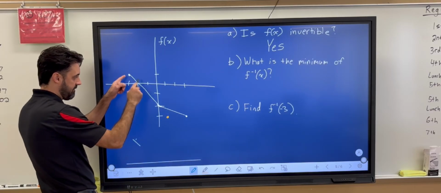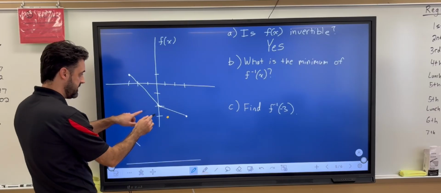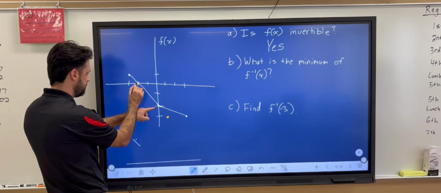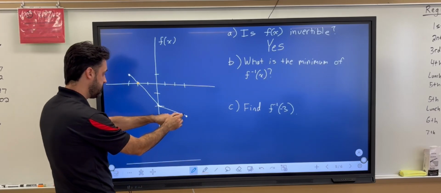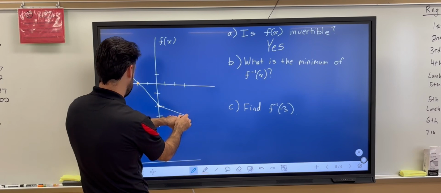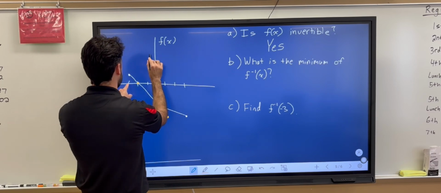There's more points on this graph. I'm just going to take some of the key ones here, though. So this was at 0, negative 2. Now it's at negative 2, 0. And then this point was at positive 3, negative 3. So now it's going to be at negative 3, positive 3 up here.